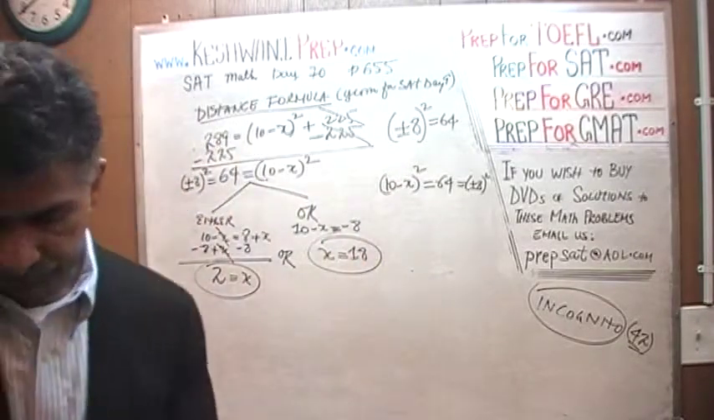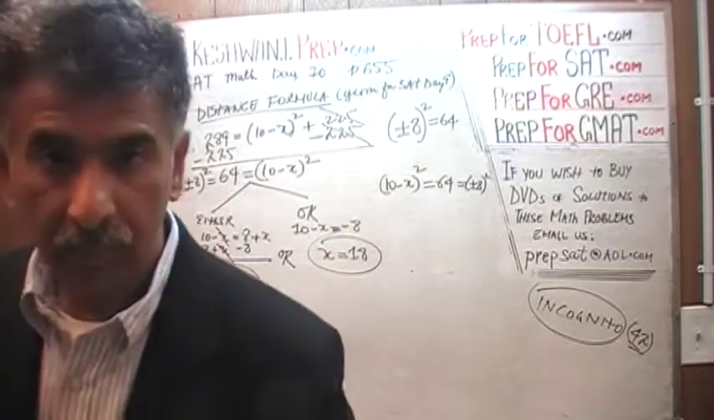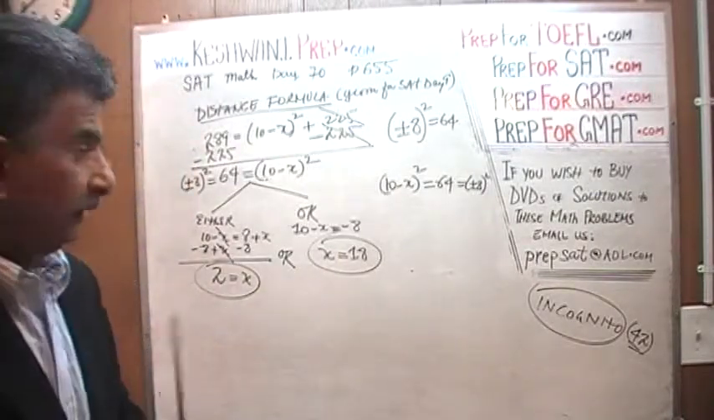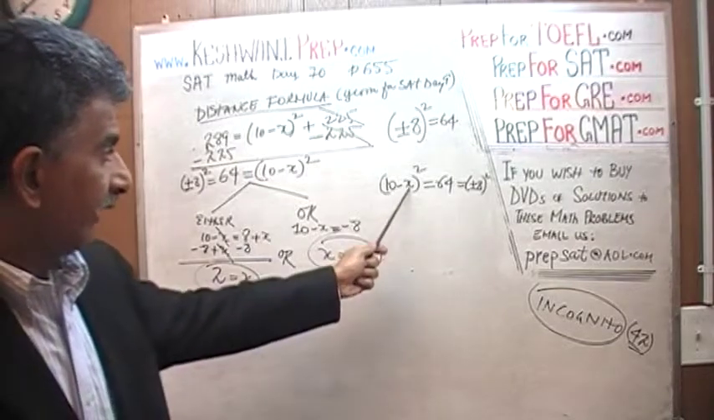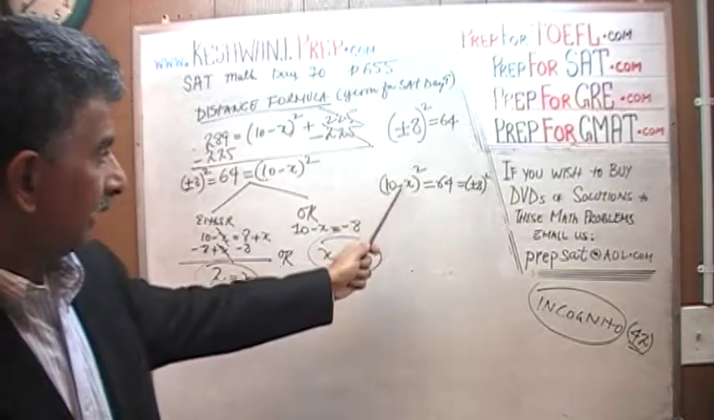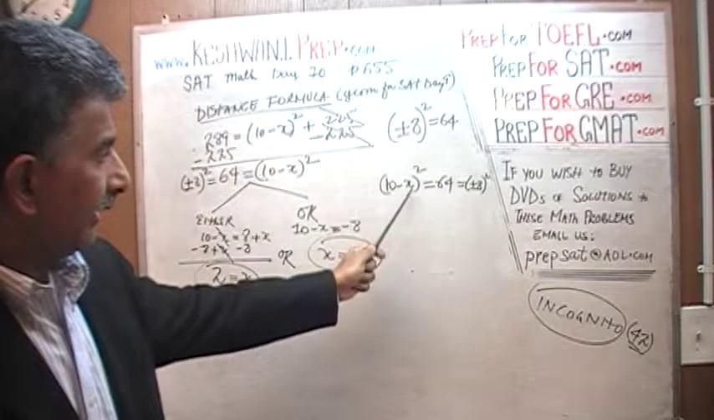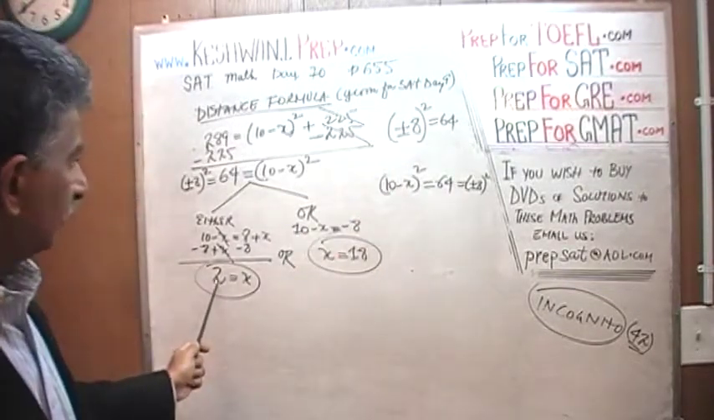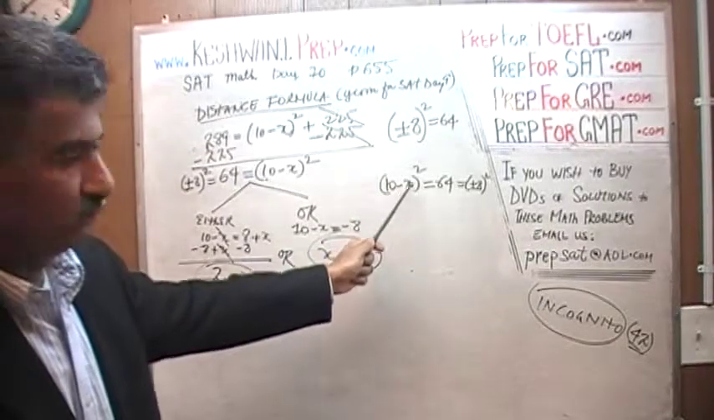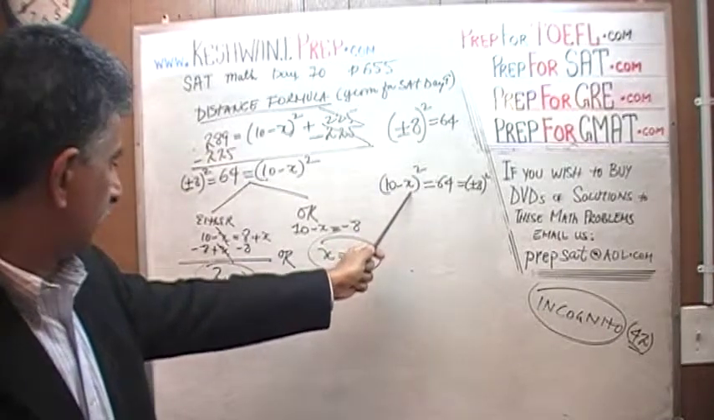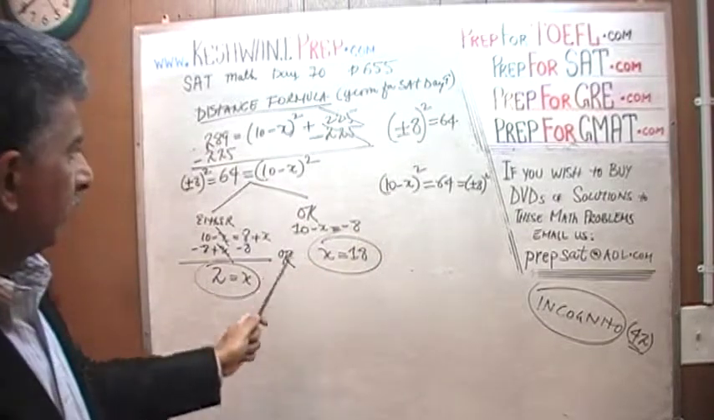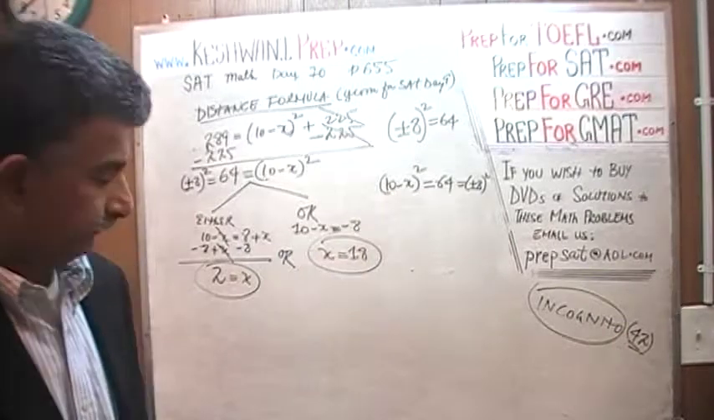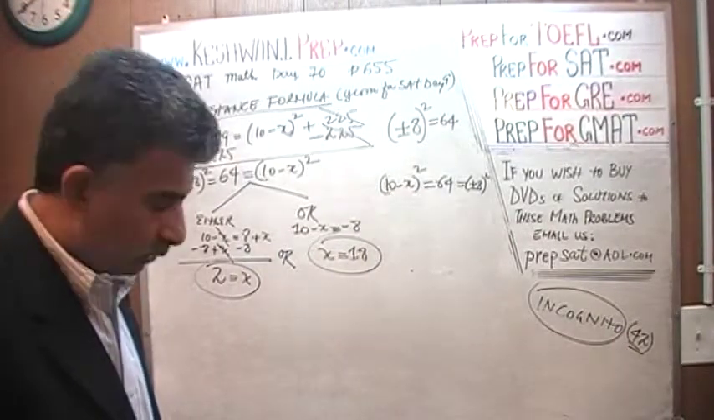So there are two possible answers. X is either 2 or 18. As you can see, in both cases we get 64, because if x happens to be 18, then 10 minus 18 is negative 8, and negative 8 squared is 64. Or x could be 2. If x is equal to 2, then 10 minus 2, which is 8, 8 squared is going to be 64 also. So that's it. There are two possible answers, 2 or 18.